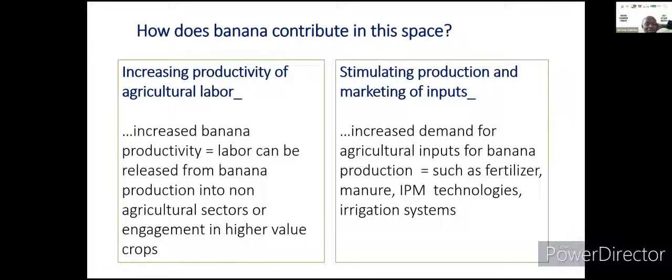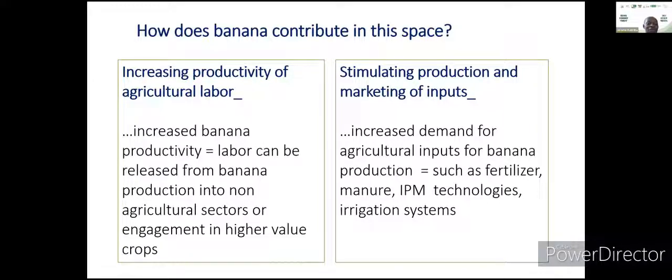So how does banana fit into this space in terms of increasing productivity? If we increase productivity for bananas, we increase the efficiency of labor use. We also increase the efficiency of land use and even of time use. And all these are money. If you save labor, you save money. If you save land, you save money.